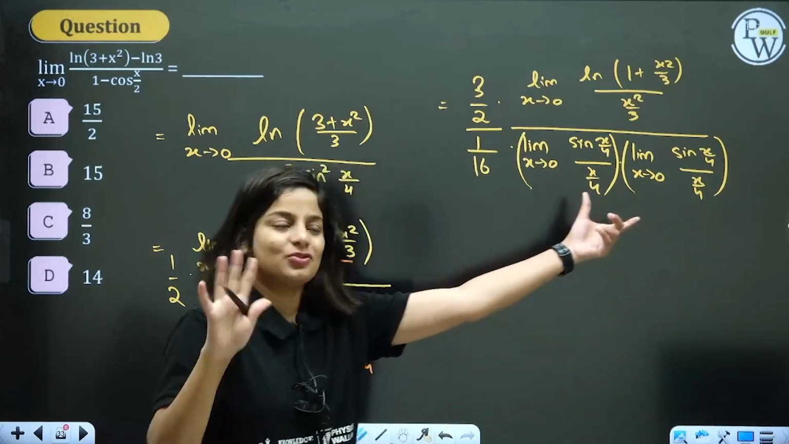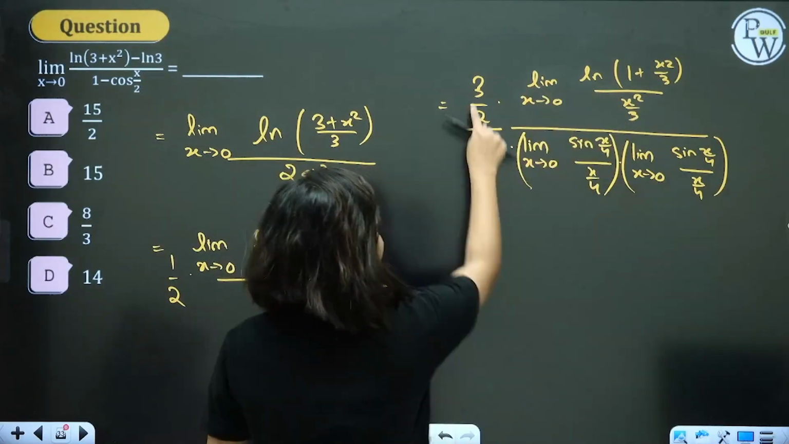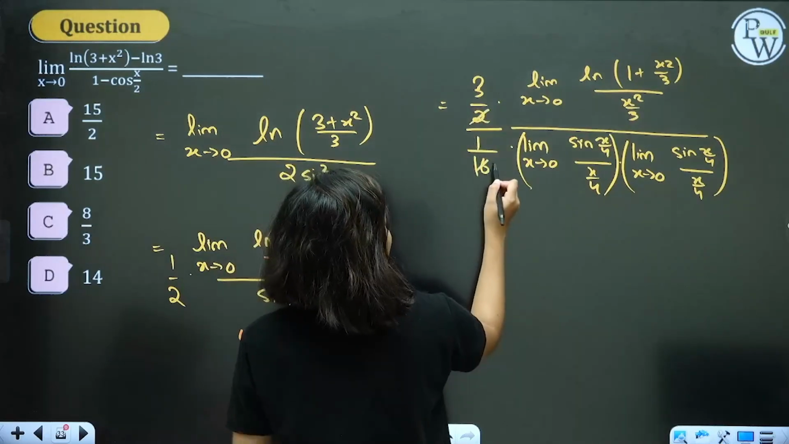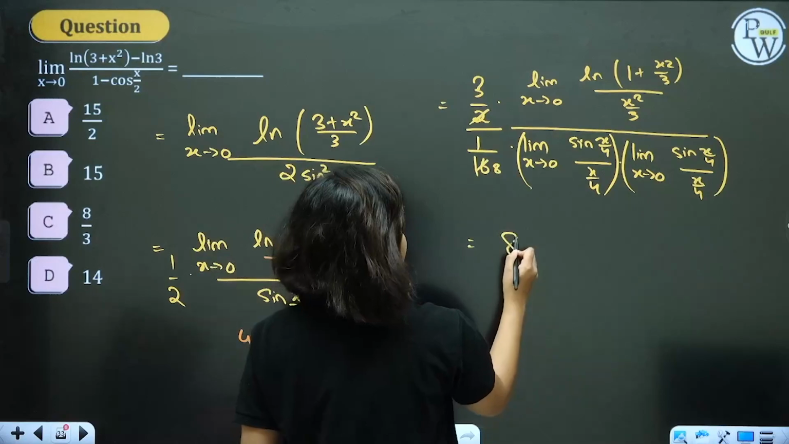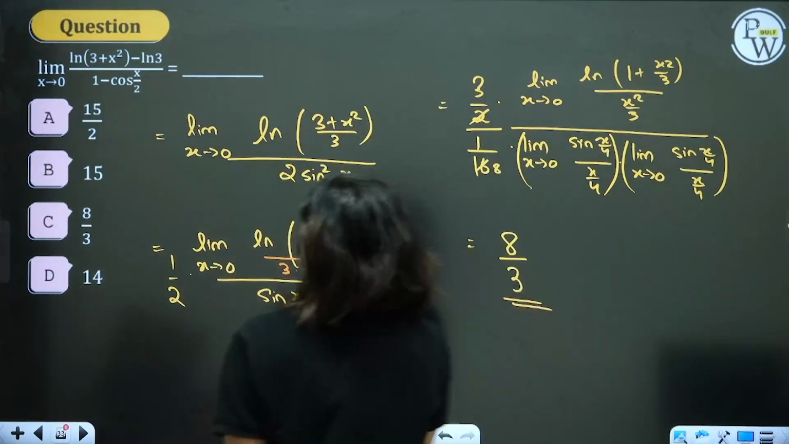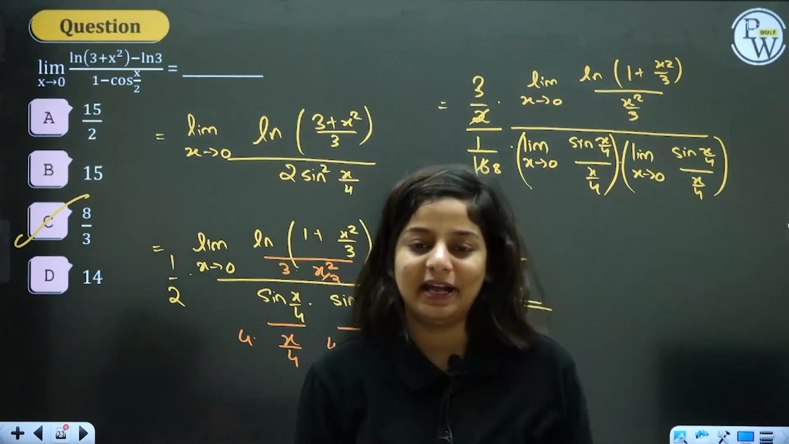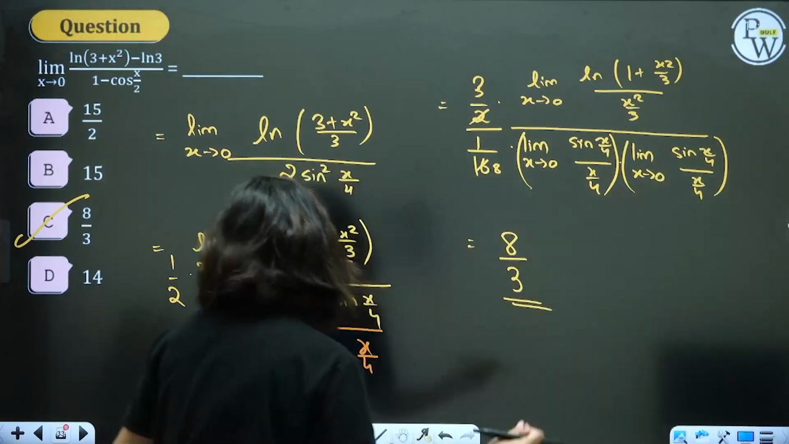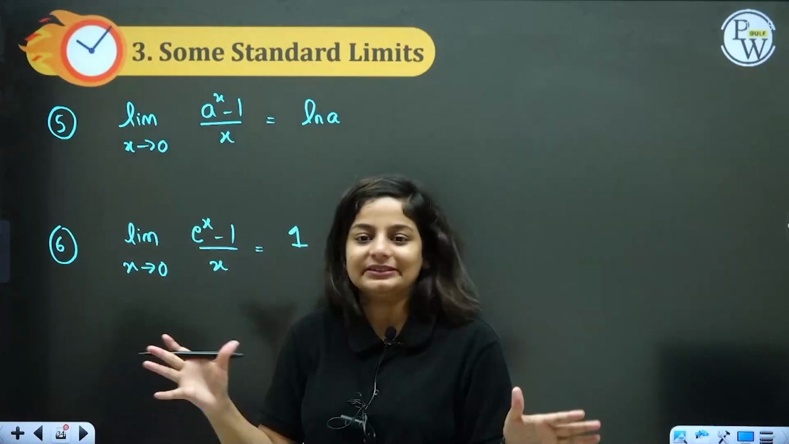These two brackets are 1. Numerator 1. Wow. 3 by 2 upon 1 by 16. 2 1s are 2 and 2 8s are 16. Denominator will become numerator. The answer to this question is 8 by 3. The answer is option C, 8 by 3. Are you getting adjusted now, all of you?